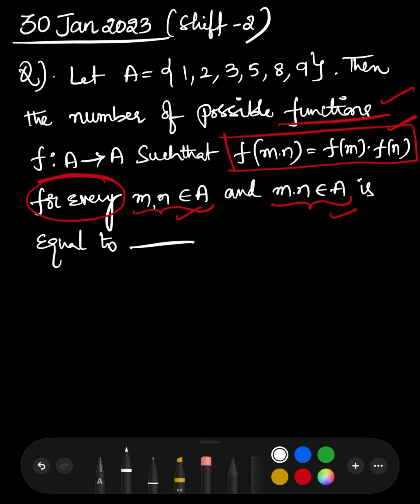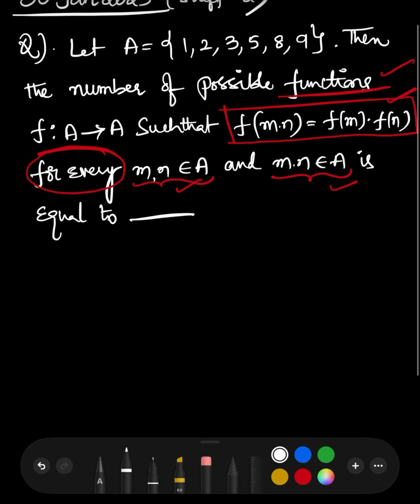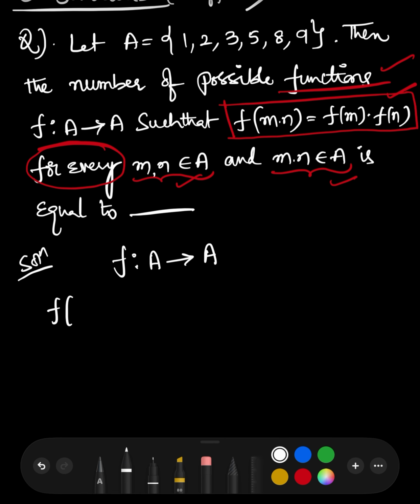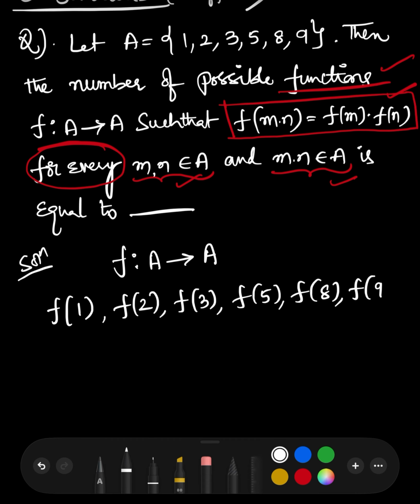Now suppose we want the number of possible functions f from A to A. Now coming to the solution, they have given the number of possible functions from A to A. So if I want to make the functions, I want to find the image for each and every element in A, and the image also will be in A only, right? So I just want the possible images for f(1) and f(2) and f(3) and f(5) and f(8) and f(9).